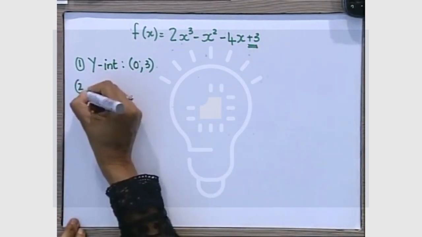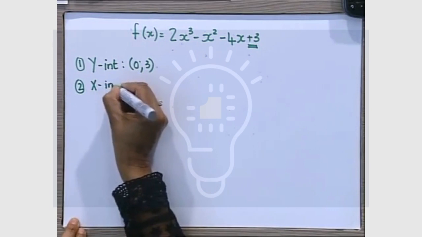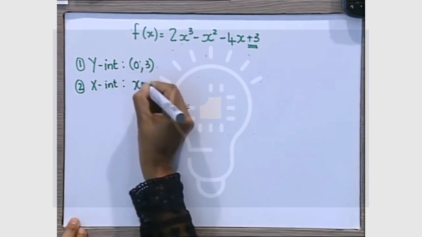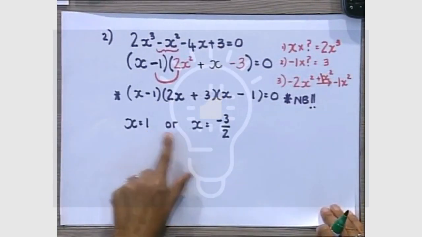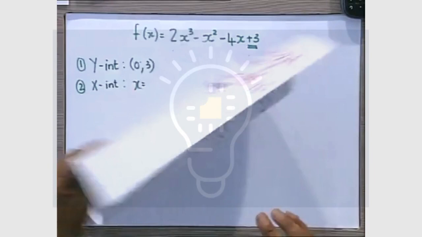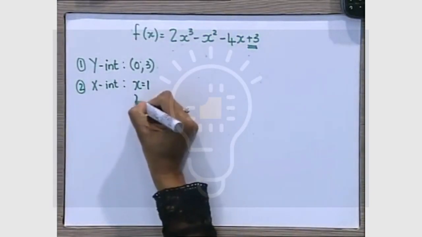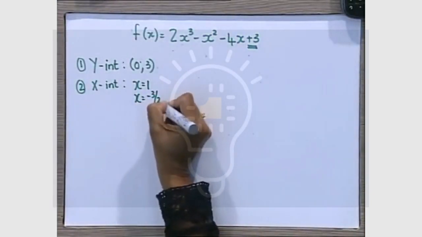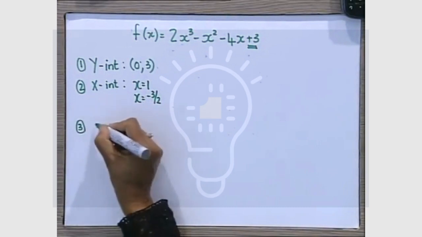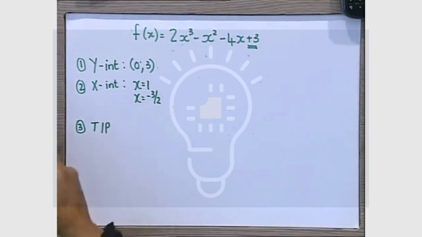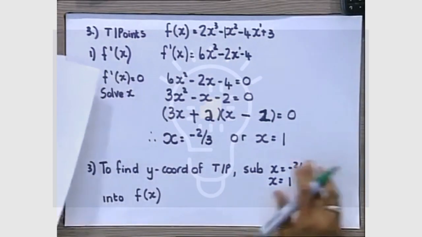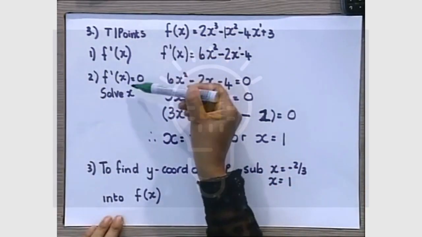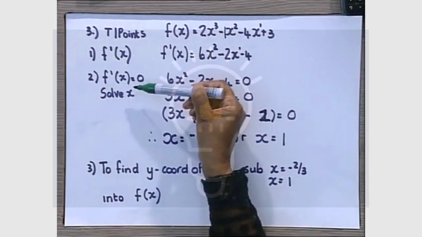Then your next step was your x-intercepts, and we found our x-intercepts to be x equal to, do you remember? X was equal to 1, or x was equal to negative 3 over 2. X is 1 or x is negative 3 over 2. And your last step was your turning points. And I hope that each and every one of you wrote down these steps. These are the steps to find your turning points.